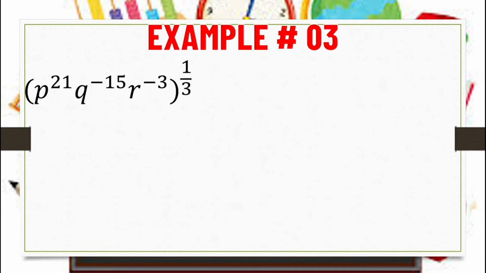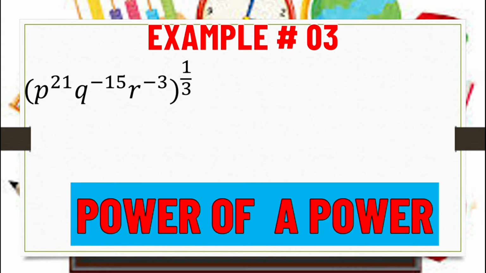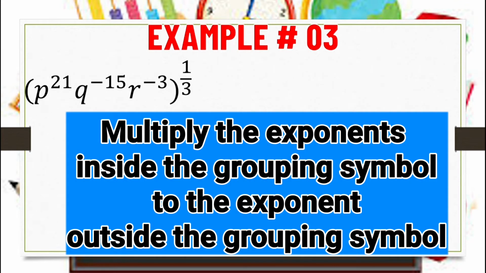Let's simplify quantity p raised to 21, q raised to -15, r raised to -3, closed quantity raised to 1/3. This expression can be simplified using the law of exponent, which is power of a power. And applying this rule, all we need to do is to simply multiply our exponents inside our grouping symbol to the exponent outside our grouping symbol.